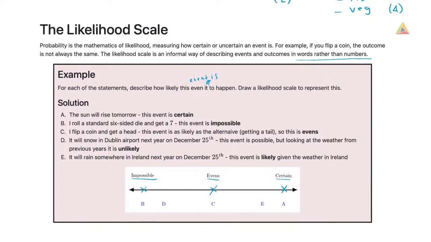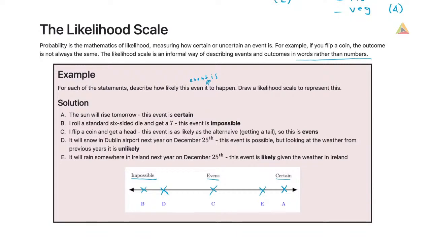If we look at D, what is the likelihood that it will snow in Dublin Airport next year on December 25th? This event is possible, but looking at the weather from previous years, it is unlikely. So they place D somewhere between even and impossible, more leaning towards impossible, but it still is possible. So we place it where we've placed it. And then we look at E. What is the probability that it will rain somewhere in Ireland next year on December 25th? This event is likely given the weather in Ireland. It's not certain, but it's likely. So we place it just here.